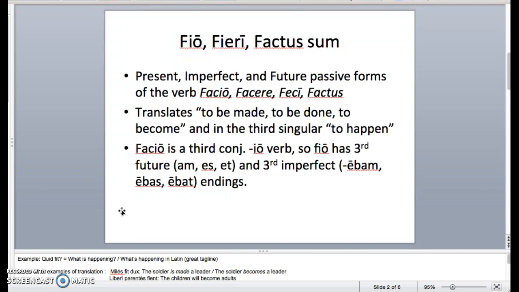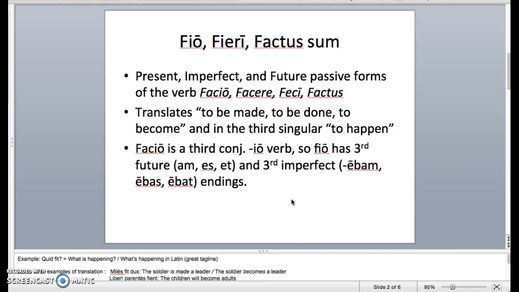In addition, in the third singular, which we'll look at in a bit and which you can see in your notes section, it has the meaning to happen. So that's just when you see the third singular form. All right, and finally, facio, facere is a third conjugation io verb, which we can tell because it has a weak e in the second principal part and an io in the first principal part. And so keeping that in mind, remember we're going to have our typical third conjugation endings, but we're going to occasionally have the i in the stem.